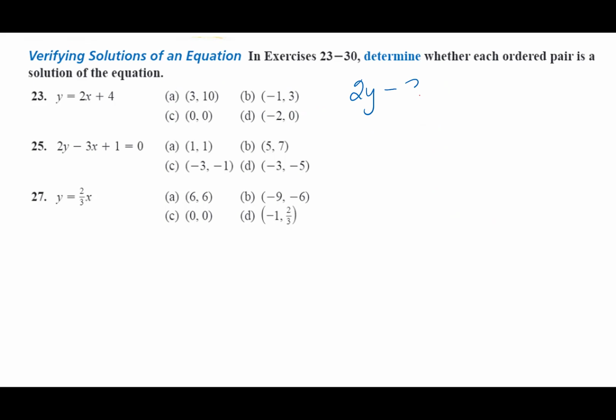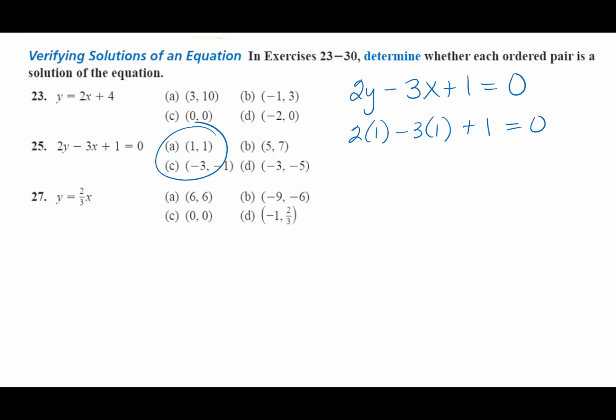Let me show you one or two from number 25. You have the equation 2y minus 3x plus 1 equals 0. And let's check A and C. For A, the ordered pair is 1, 1. So this would look like 2 times 1 minus 3 times 1 plus 1. Does all of that equal 0?